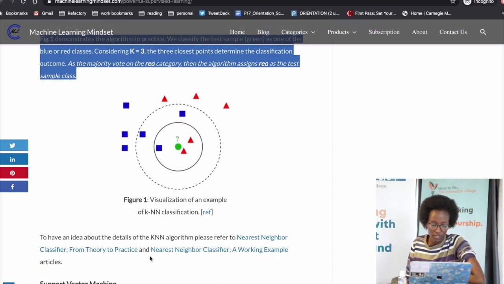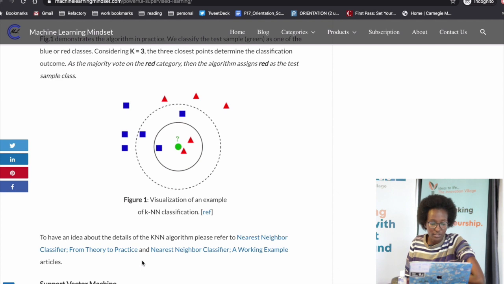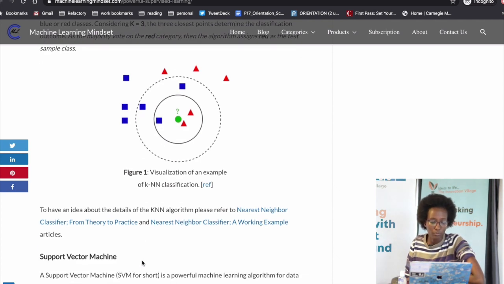So this is just a visualization. To have an idea about the details of k nearest neighbors, please refer to the k nearest neighbors classifier. These are follow-up research that I highly recommend you do, to see what the actual implementations of this model are. But right now I'm just doing a basic, very high-level introduction of what algorithms we shall see, because next I'm going to look at some code examples of how to build a supervised machine learning example and how some data was analyzed.